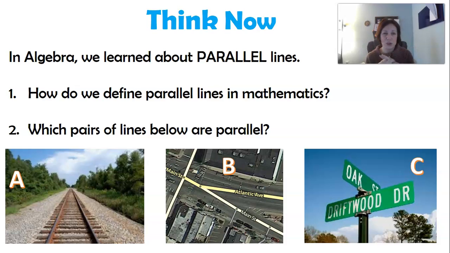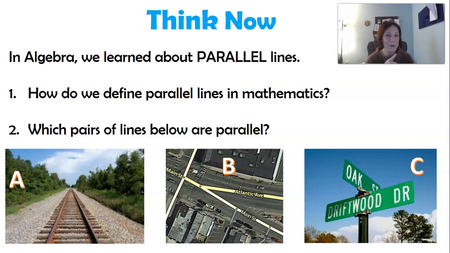Okay, so the next thing I want you to do is take a look at this second question. There's 3 pictures there, real life pictures. We've got some railroad tracks. We've got some roads, Atlantic Avenue, Main Street. I don't know what that one is over there. Something else, North or South Main Street maybe. And then the last one we have these street signs. We have Driftwood Drive and we have Oak Street like this. Okay, take a pause. Let me know which ones of those, if any, or all, you think are parallel.